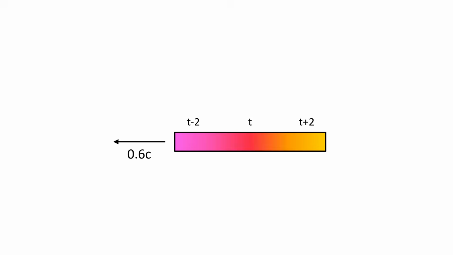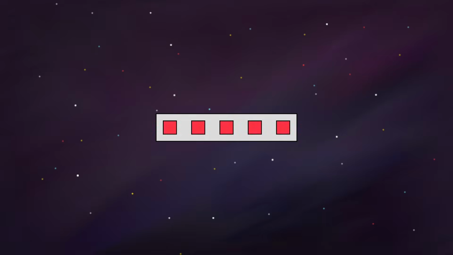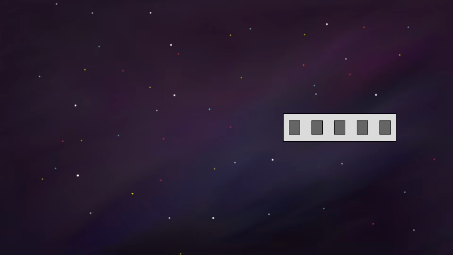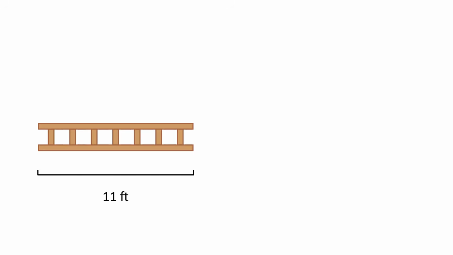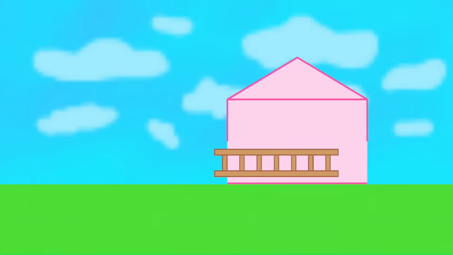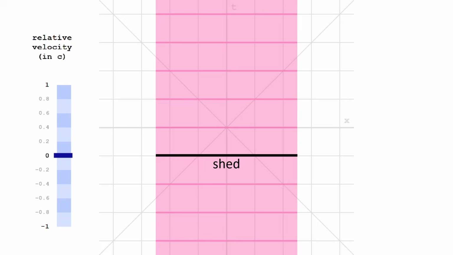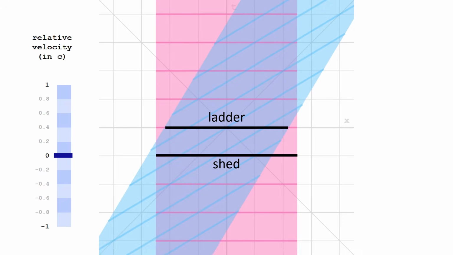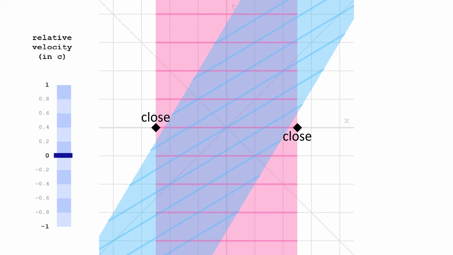What I mean by this is if a ship sets up lights to blink in sync, then in the reference frame where it's actually moving, the back lights blink before the front ones. This also explains the ladder paradox, where an 11-foot ladder fits in a 10-foot shed due to length contraction as it moves. In the shed's reference frame, the ladder fits at some point, which we know because you can close both doors at the same time.